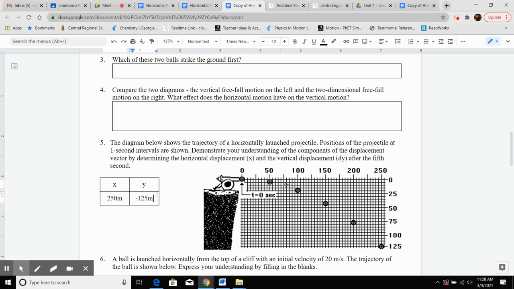What's 100 divided by the second? 100 divided by 2, 50. Then the third second, 150 divided by 3 is 50. 200 divided by 4, 50. 250 divided by 5, 50. So that should make sense because the horizontal velocity wouldn't change.